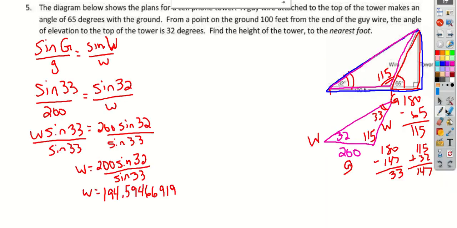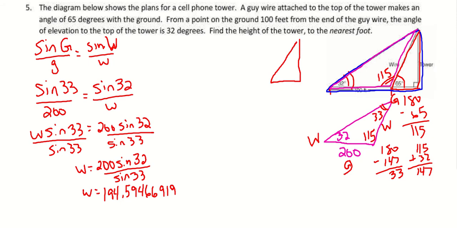All right, the next thing we're going to do is now we have to use our right triangle here, okay? So the right triangle that's here. We now know that this side right here is W, so that's the 194.594666919. We don't want to write that every time, so we're going to leave that, okay? And we want to figure out the height of the tower, and we have this 65-degree angle that we can use here, okay?